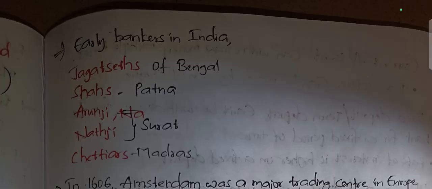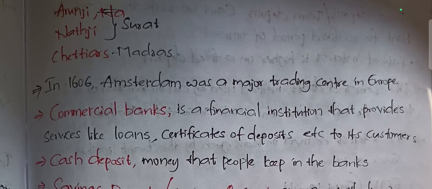Now let us see the early bankers in India. Actually, it is dark, so listen to my voice lightly and understand. First are the Jagat Seths of Bengal, Shahs of Patna, Arunji and Nathji of Surat, and Chettiars of Madras. These are the early bankers in India who profited a lot from the system of banks and hundis. In 1606, Amsterdam was a major trading center in Europe.